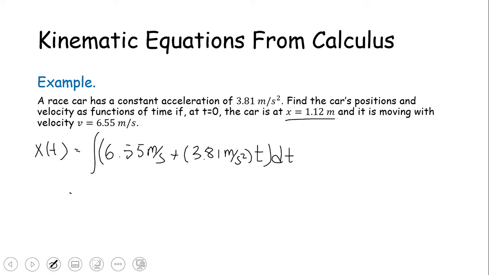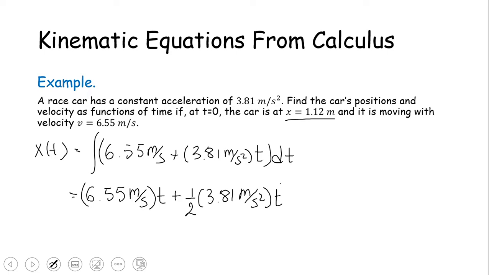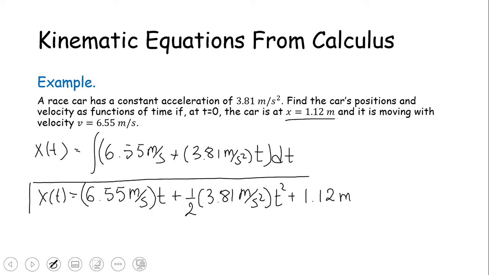So when we integrate this expression here, we get 6.55 meters per second times t plus the t dt gives us 1/2 times the constant in front of it, which is given by the acceleration, t squared, plus 1.12 meters. And again, this represents the position, and if you like, you can rearrange the terms so that the constant term is in front of it, but it really doesn't matter because no matter how you rearrange the terms in a polynomial, that polynomial is always the same.